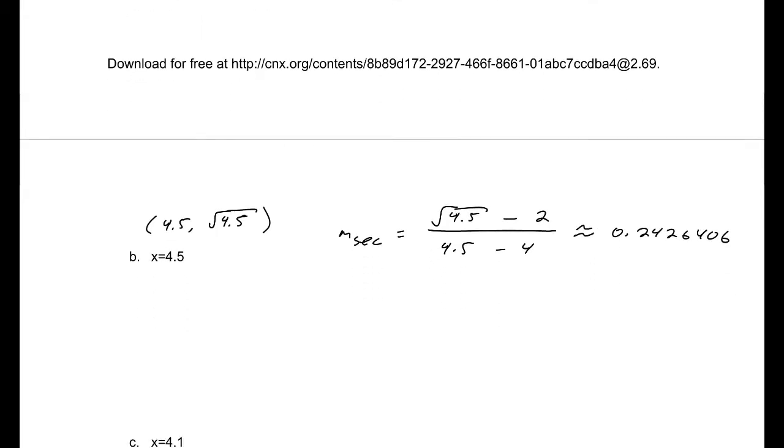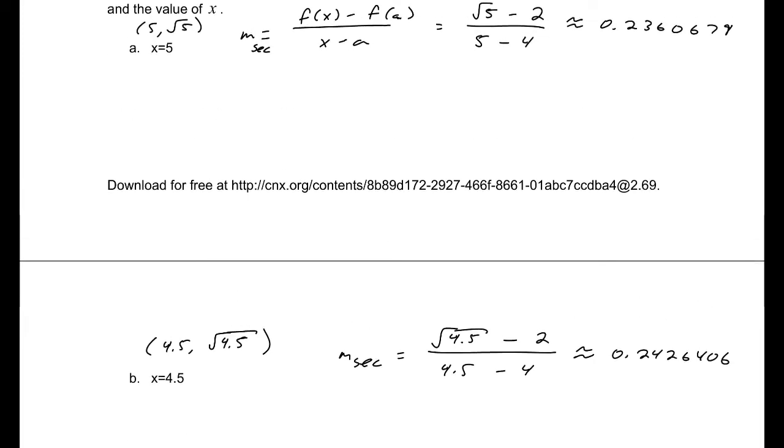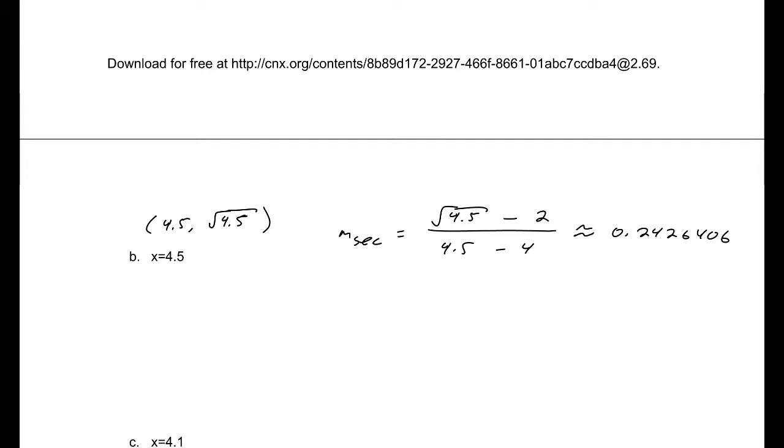Okay, 4.5 minus 4. If you notice, the denominator is approaching 0. Those two numbers are getting closer together. Well, that is approximately 0.2426406 if we calculate that. All right, it's all well and good. We had 0.236, and we have 0.242.